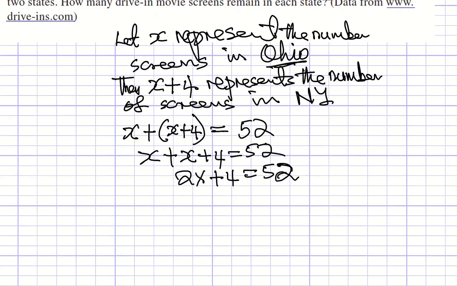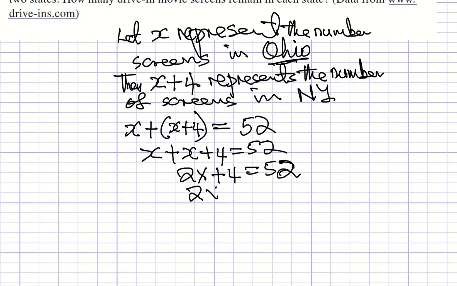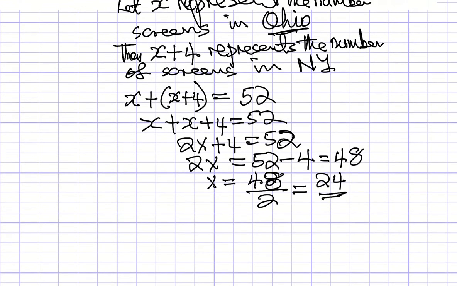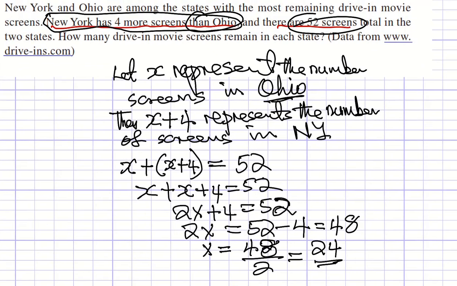This is what is given. We're right there. So we say 2X is equal to 52 minus 4, because we have to get rid of the 4. That will give us 48. 2X is equal to 48, and then X is equal to 48 divided by 2, which is 24. You see that, right? X is 24, which is the number of screens in Ohio.